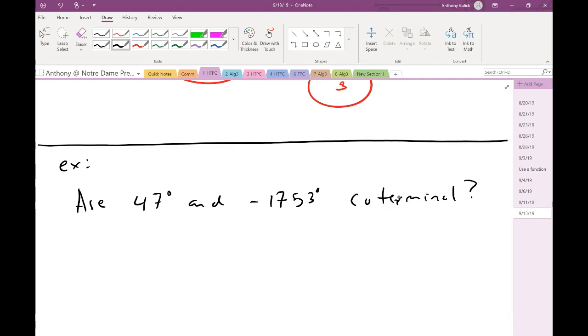So try this, just on your own right now, in your notebook. We'll go through it in like a minute, but are 47 degrees and negative 1,753 degrees coterminal angles? Just try this in your notebook. You'll probably need a calculator. Those numbers are a bit on the big side, so if you're not quite sure about the division, that's perfectly reasonable.